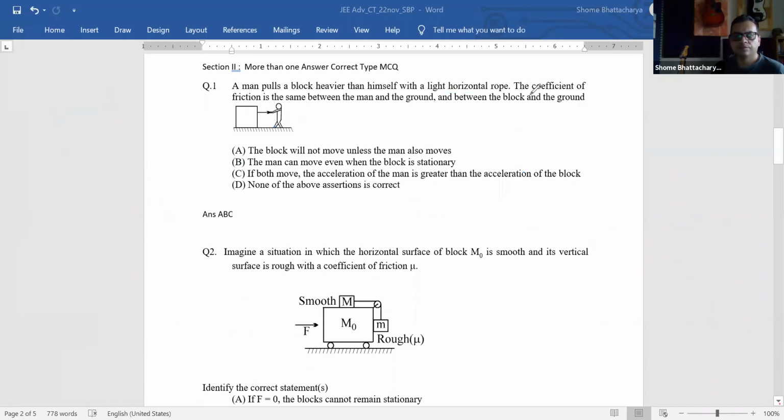Second one. So in this, what is happening? Horizontal surface is smooth, of the block M0. So this surface here is smooth. Vertical surface is rough, with a coefficient of friction mu. Okay. Now what all we have to do in the question, let's understand that first.